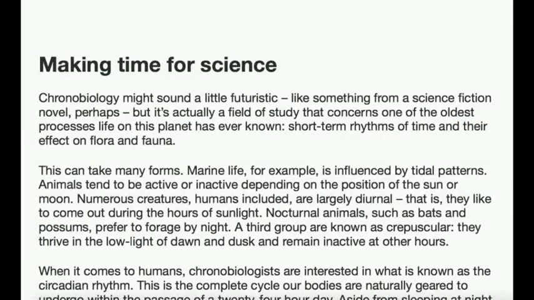Now in this IELTS true, false, not given exercise, the text is about chronobiology. You can see that from the first, because it talks about it first here. And chronobiology is basically the daily rhythms of time and how they affect flora and fauna. Flora is plants and fauna refers to animals.